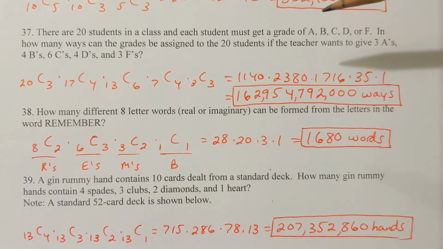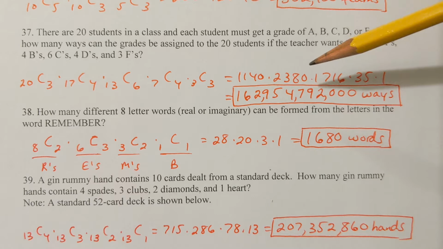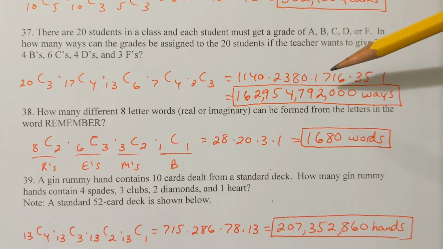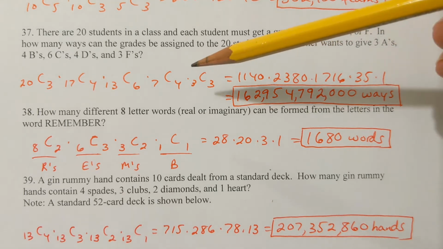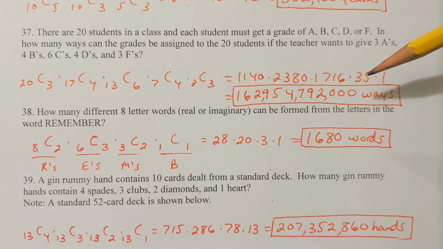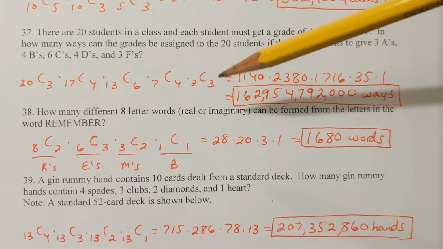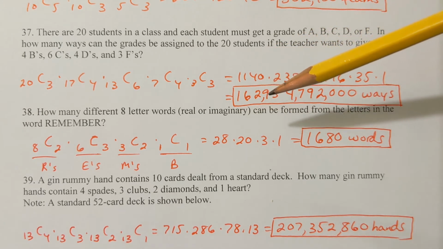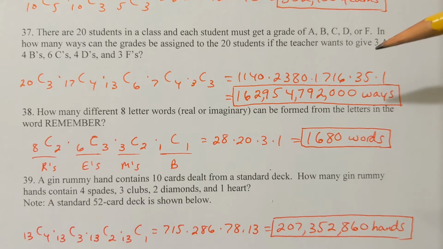20 choose 3 is 1,140. 17 choose 4 is 2,380. 13 choose 6 is 1,716. 7 choose 4 is 35. And 3 choose 3 is 1. By the way, anytime you've got n choose n, that's 1. Okay, because there's n objects, you're going to select everything. There's only one way that you can do that selection if order is not something that matters to us.